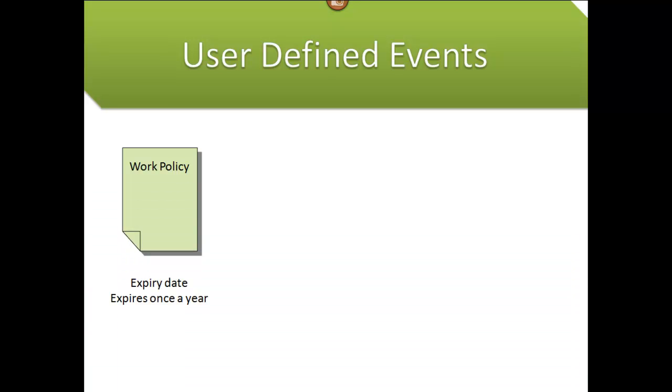Lastly, we have user-defined events. In user-defined events, nothing itself is happening to the document. After a period of time, an email and or a document alert can be sent to recipients to notify them of an important date or event. No action is taken upon the document itself.